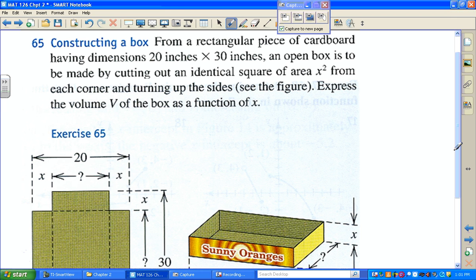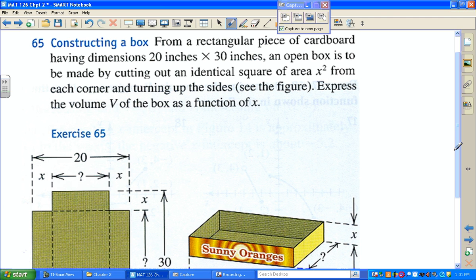So, how the box problem works, and the reason I bring this up is it shows up all the time. You take a rectangular piece of cardboard, 20 by 30. The pictures are here, but I won't give you a picture on a test or on a quiz, okay? I don't like messing with pictures. I just like to type. Actually, I like to scan and not mess with pictures, but 20 by 30.